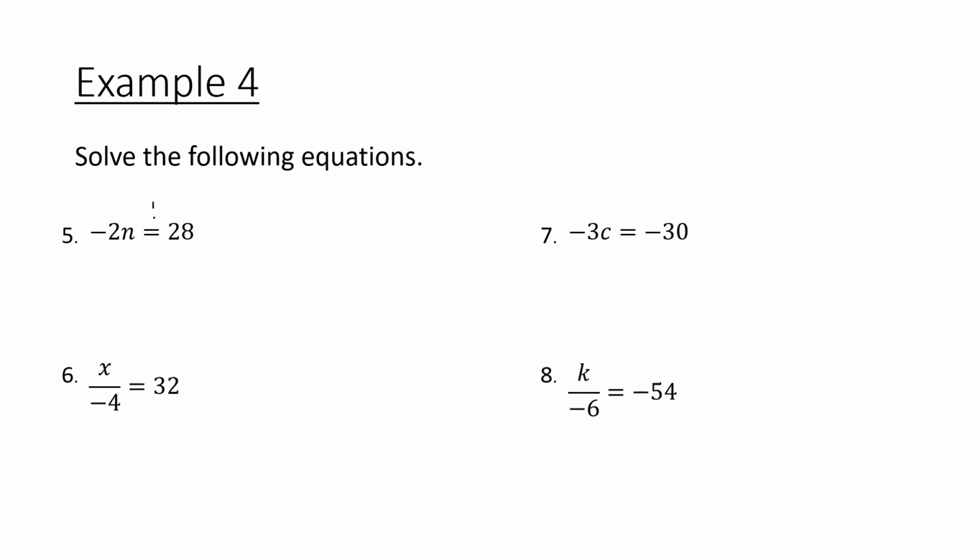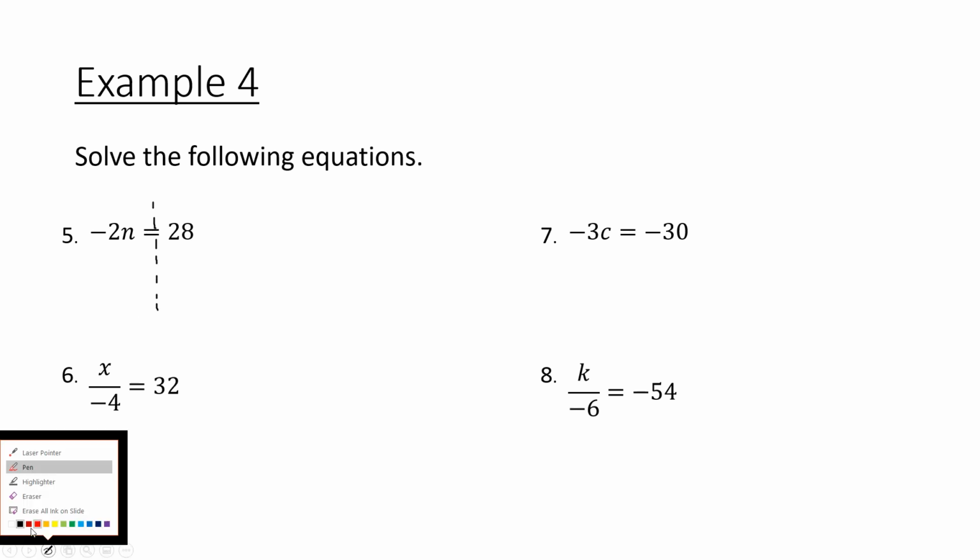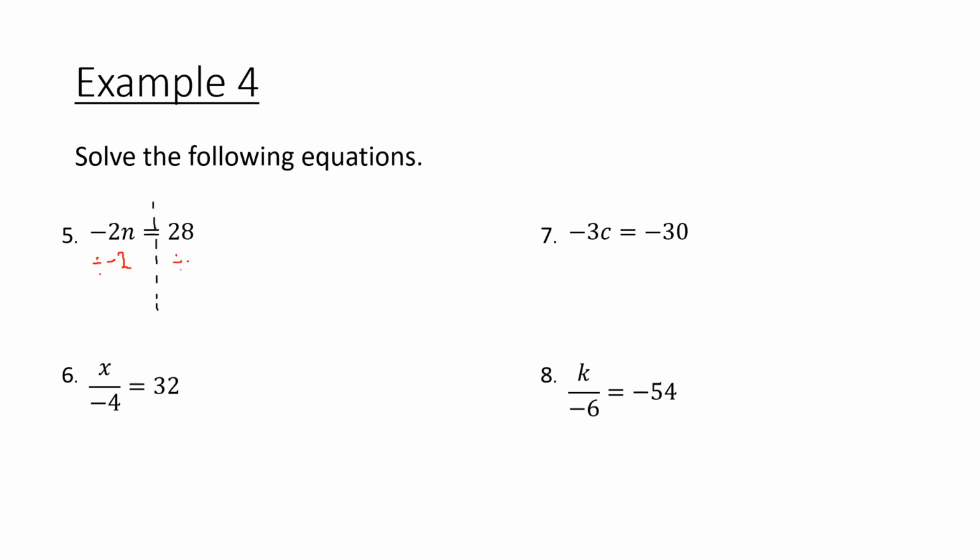So same thing, draw our road map, down the equal sign, and then at the moment we've got minus 2 times by n. So to get rid of the times, you have to divide. So we have to divide both sides by minus 2. Okay, remember that minus, that negative is attached to the 2. So on this side, we've now eliminated that minus 2, so we are left with n.